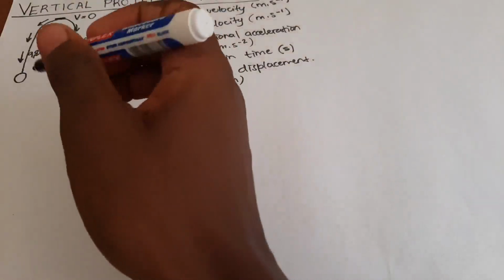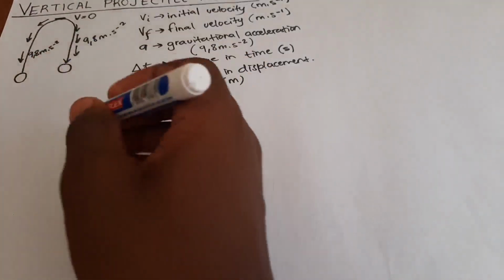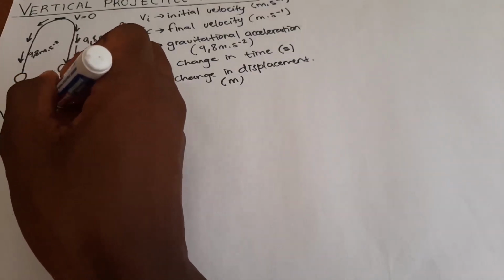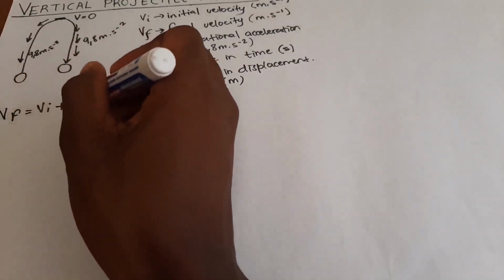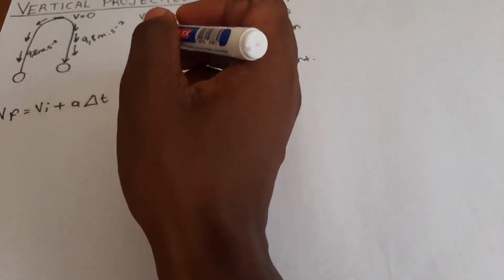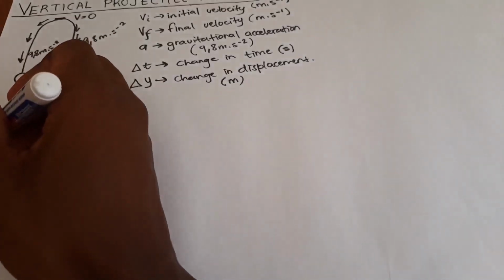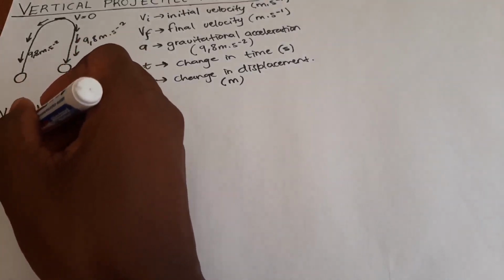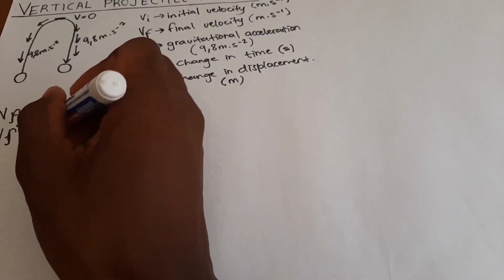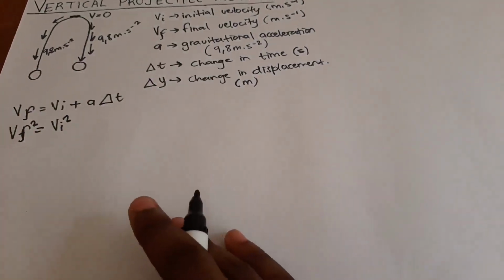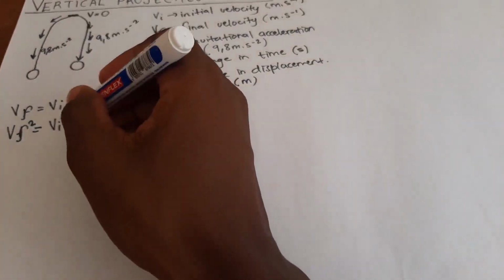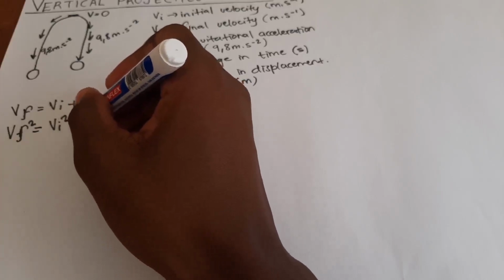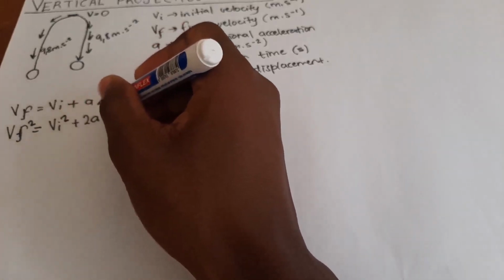So the very first one is, let me write them here. We have Vf is equal to Vi plus acceleration times change in time, right? Yes, this is the very first one. The second one, we have Vf squared is equal to Vi squared, hope everyone can see, plus 2 multiplied by acceleration times change in y, right?